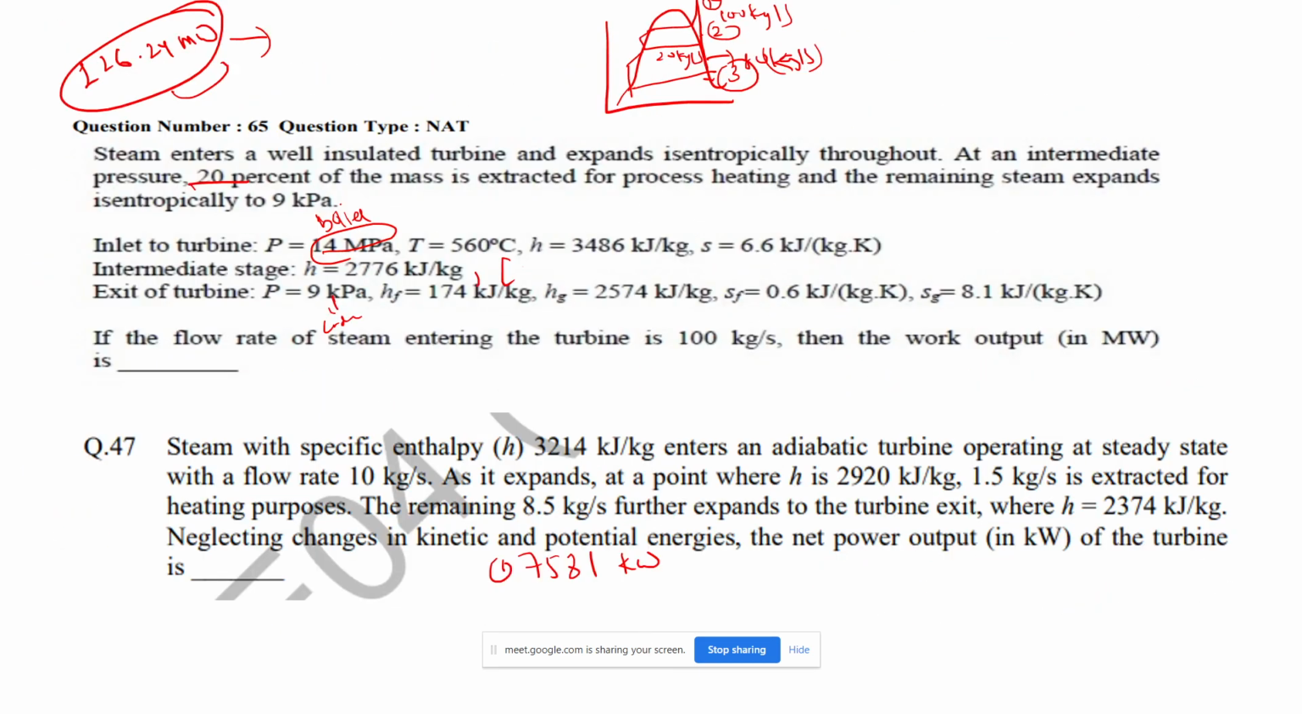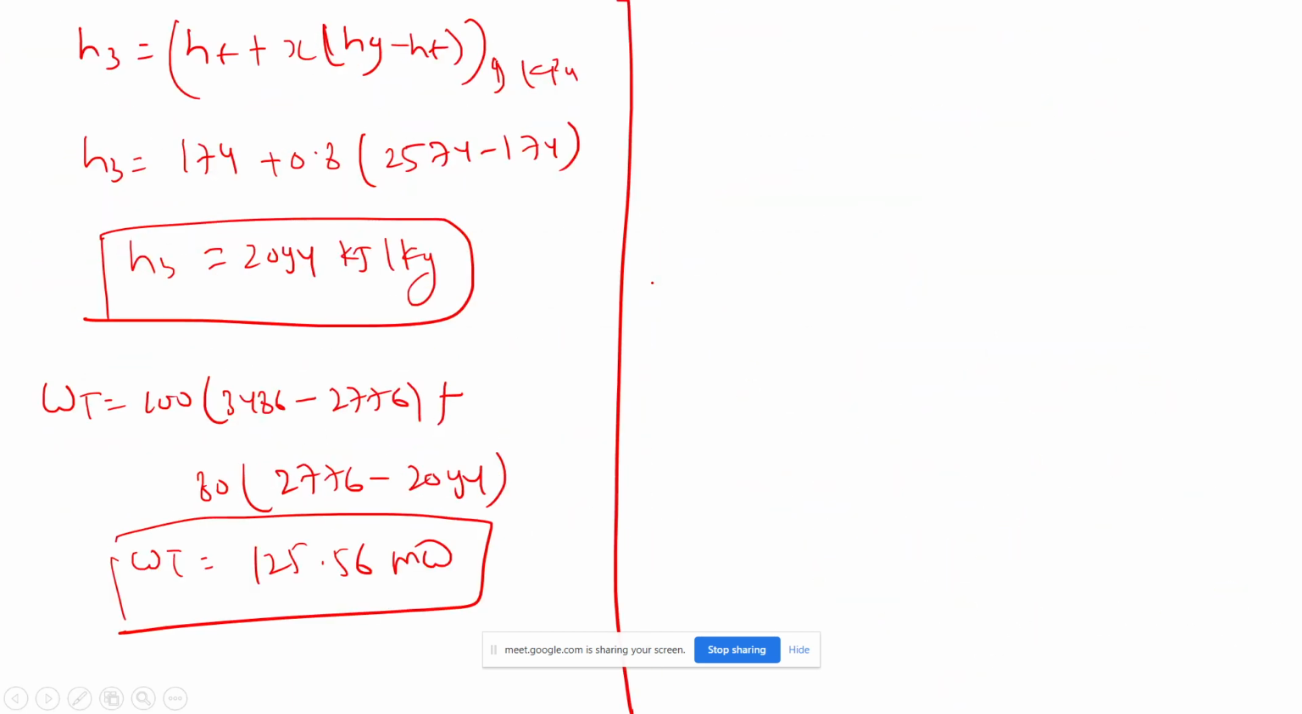Okay, sir. So question number 47, has everyone done? This is also, I think, simple. Steam with enthalpy enters an adiabatic turbine at steady state, it expands to a point where a flow is extracted, and the remaining further expands to the turbine exit. Yeah, it is the same as above only. Here it is much simpler. Just wait, I'll do this also.